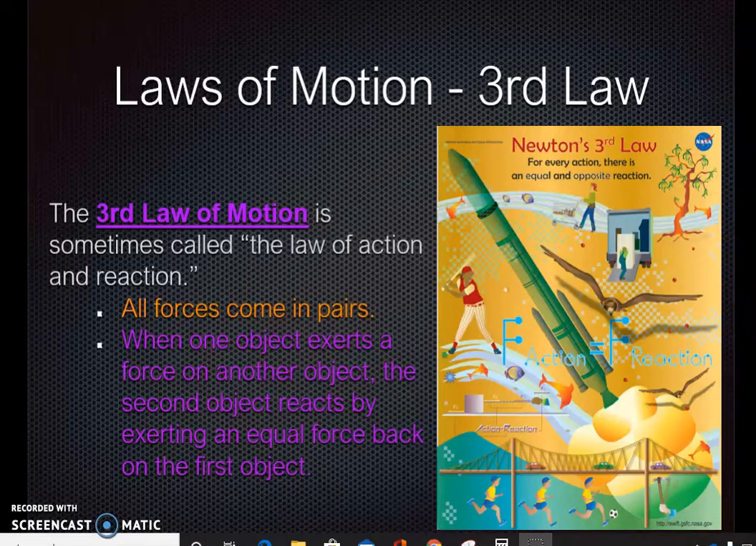Okay? All right, so Newton's third law, again, we call it the law of action and reaction. It means that all forces come in pairs. When one object puts a force on another object, the second object reacts by putting an equal force back onto the first object. So I have some examples over here of force, of action, reaction. Let's look at some of these and let's see if you can figure it out.